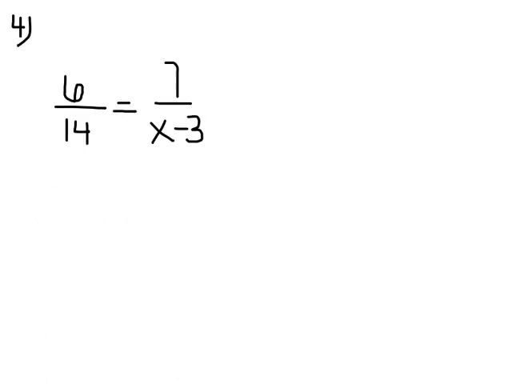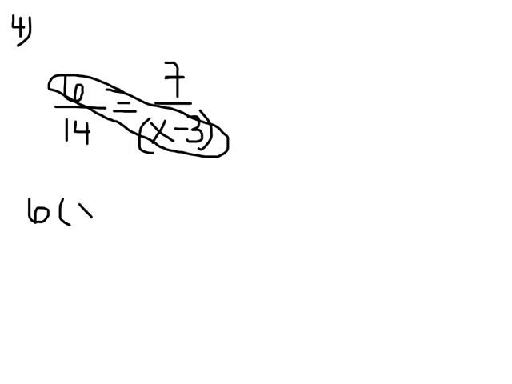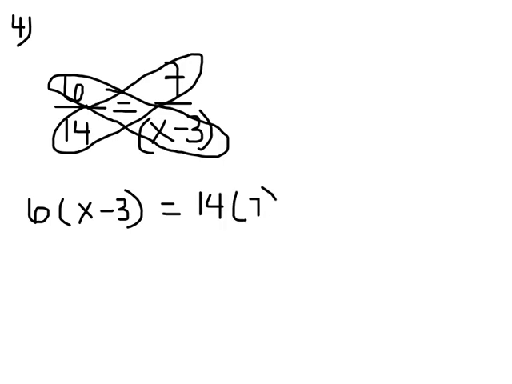In our next example, we'll be solving this proportion of 6 over 14 equal to 7 over x minus 3. When we cross multiply though, we have 6 times x minus 3. This x minus 3 has to be put into parentheses. So we have 6 times (x minus 3). When we solve our equation, we'll actually have to do out the distributive property. Then we have 14 times 7. 14 times 7 gives us 98. And this equals 6x minus 18.